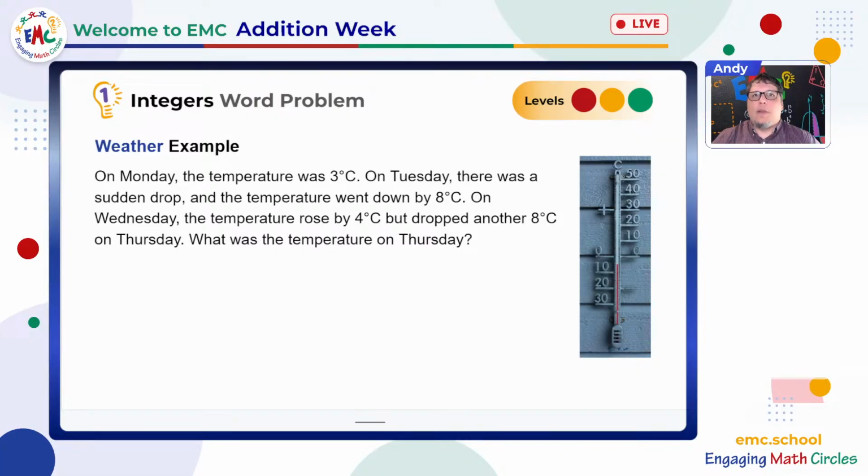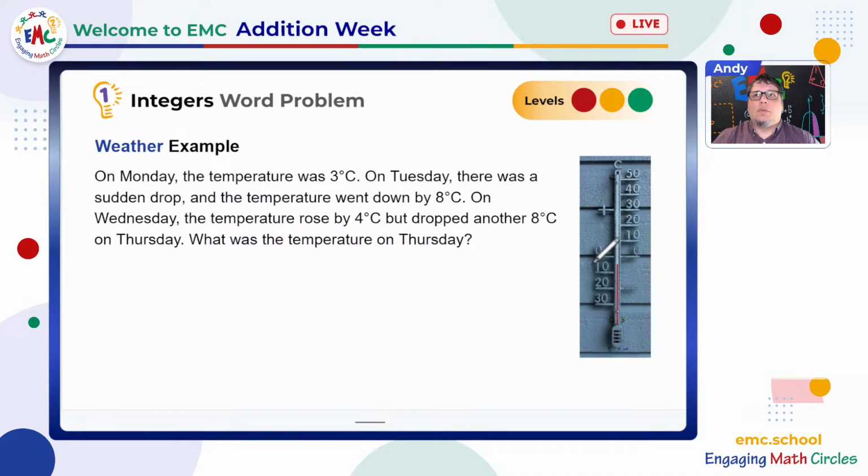Let's do a weather example. On Monday, the temperature was 3 degrees. On Tuesday, there was a sudden drop, and the temperature went down by 8 degrees Celsius. On Wednesday, the temperature rose 4 degrees Celsius, but dropped another 8 degrees Celsius on Thursday. What was the temperature on Thursday?